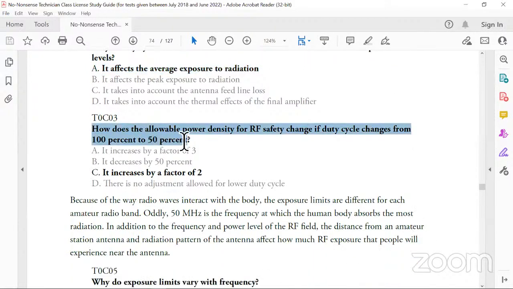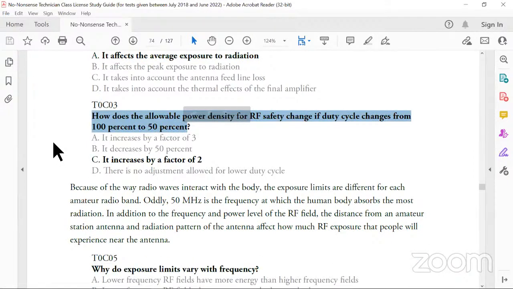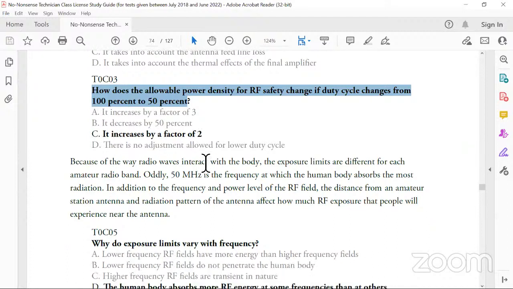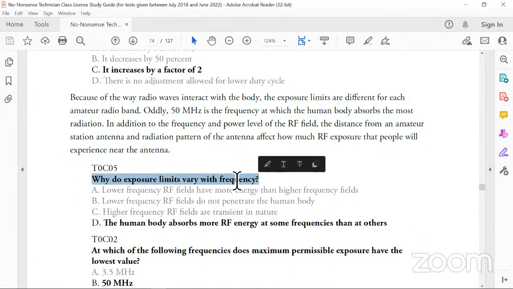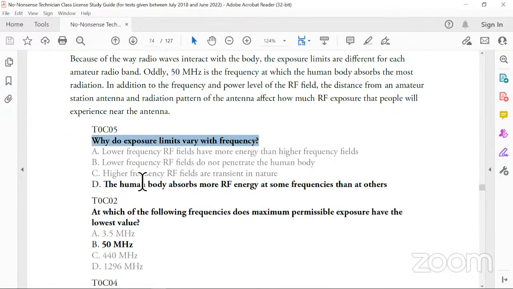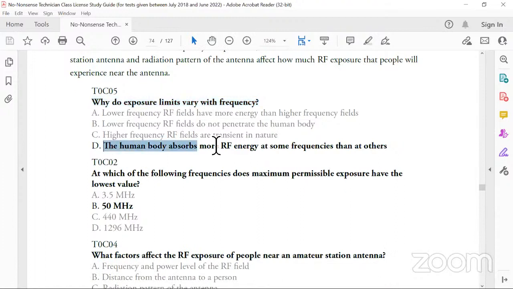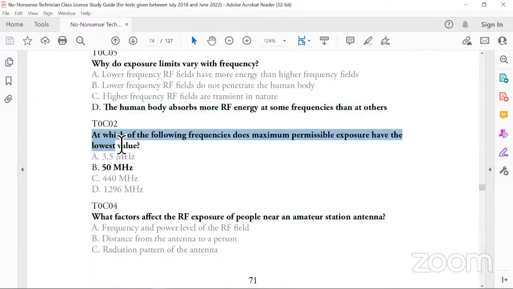How does the allowable power density for RF safety change if duty cycle changes from 100% to 50%? So if we reduce the duty cycle, it allows us to double, or increase by a factor of 2, the power density. So we reduce it in one place, therefore we could raise it in another place. Why do exposure limits vary with frequency? It is because the human body absorbs RF energy more at some frequencies than at others.